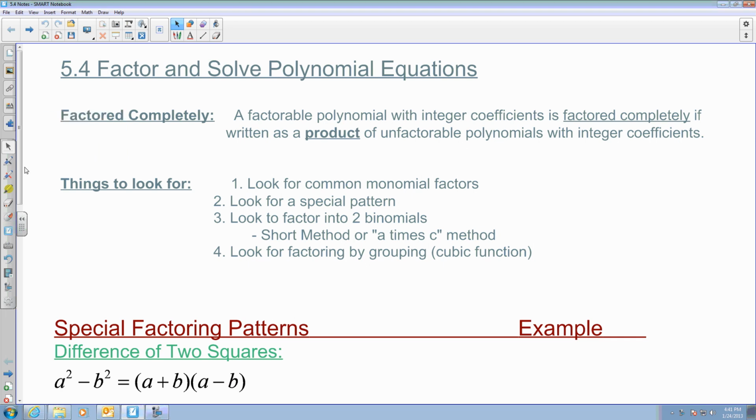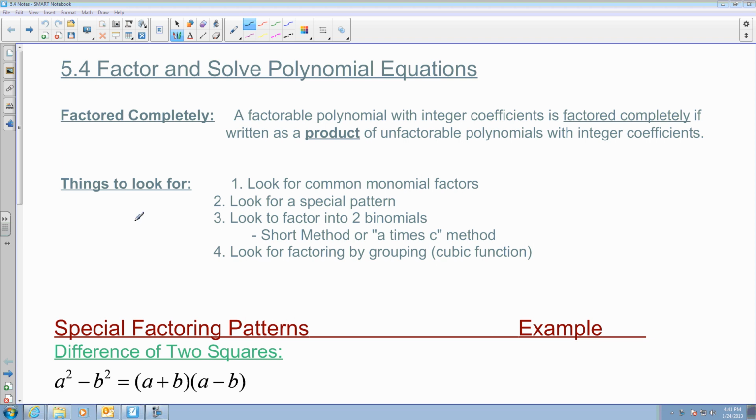Alright, we're in section 5.4, and we are factoring and solving polynomial equations. The day before, we were just multiplying, adding, subtracting. So what we're basically doing is the reverse of what we did in 5.3.